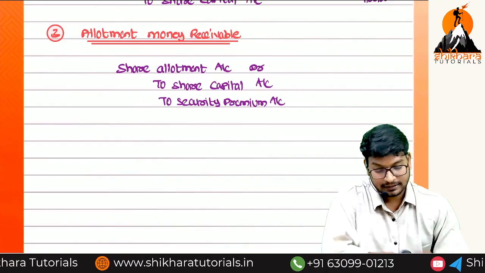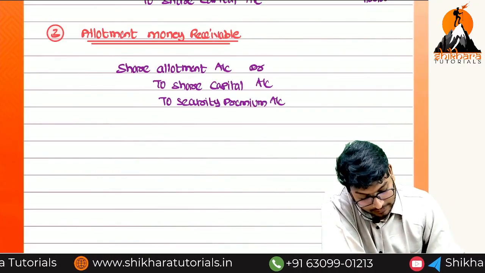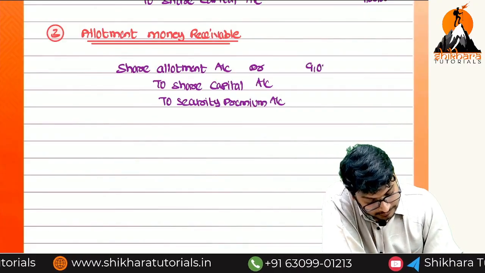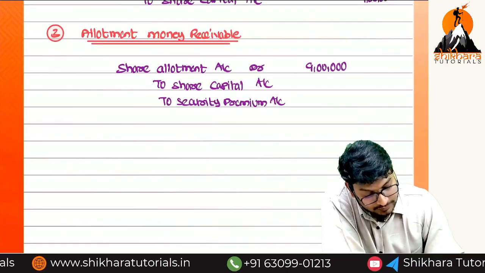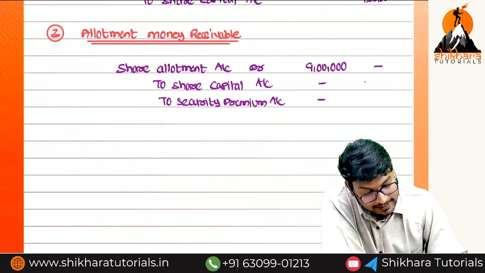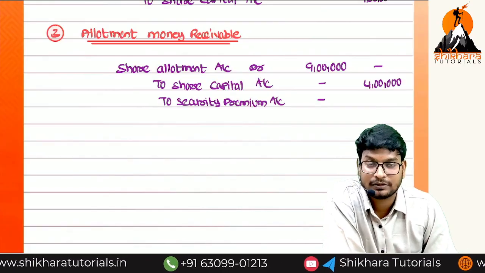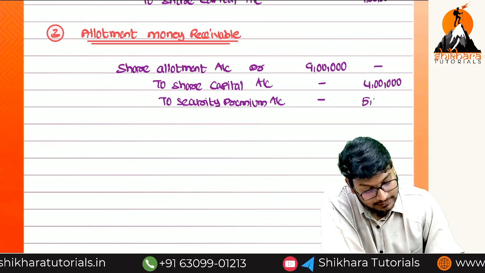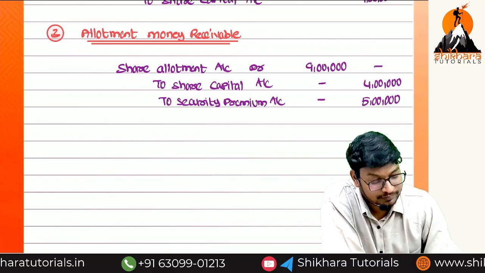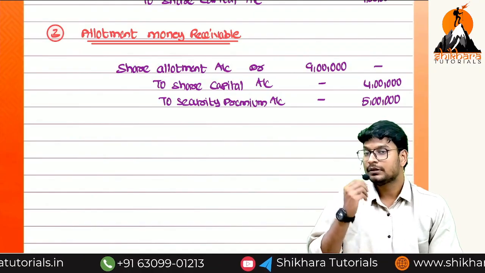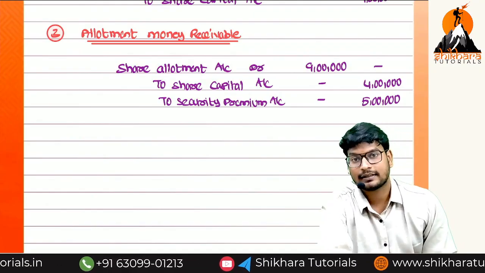So 9 lakhs will be transferred to allotment, and out of this 9 lakhs, 4 lakhs, only the face value, should be transferred to share capital. And the premium amount is equal to how much ma? 5 rupees. 5 into 1 lakh, that is equal to 5 lakh. Is there any doubts up to here?